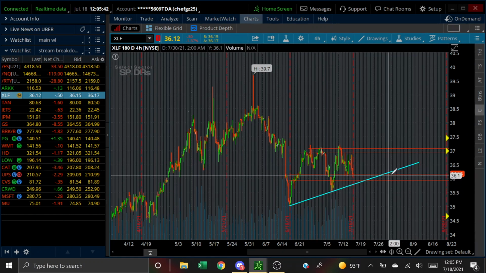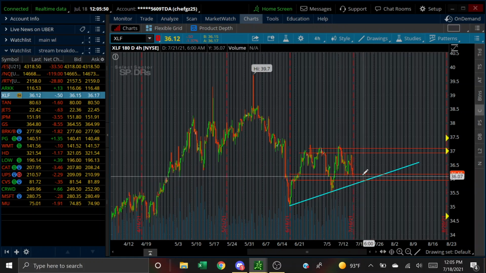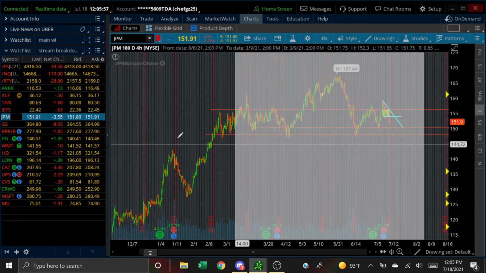So you can draw this trend line here too. A lot of traders are going to have the same trend line. If not, they're probably not even looking at XLF. So this is just going to be my alert, the 36 level for XLF. So now you compare with what's happening.